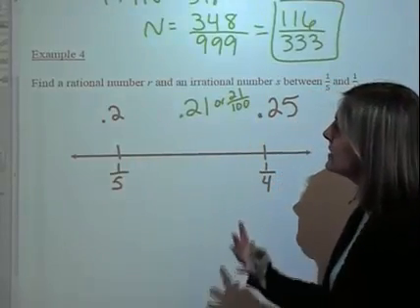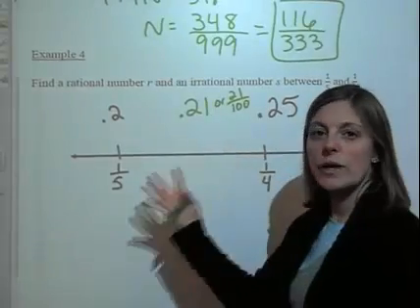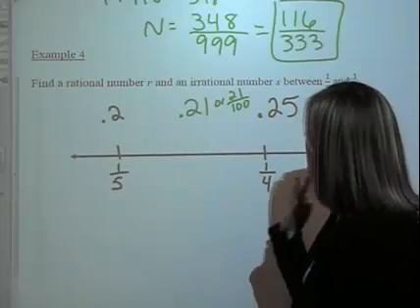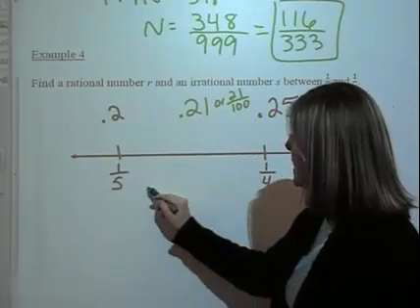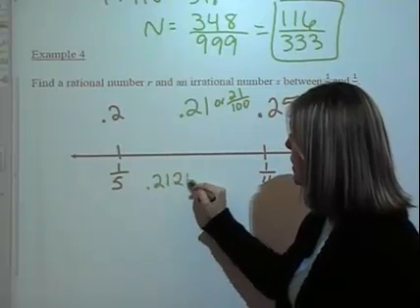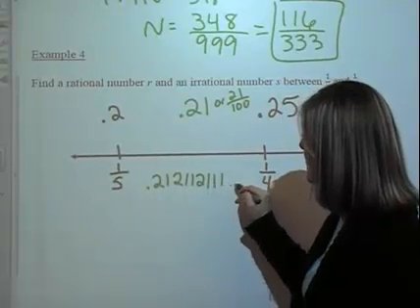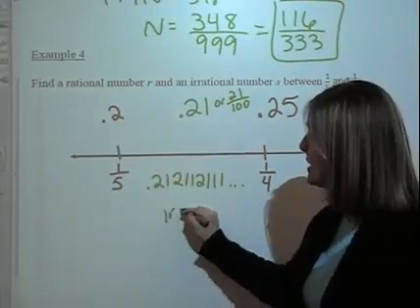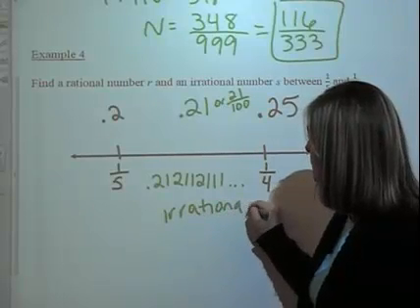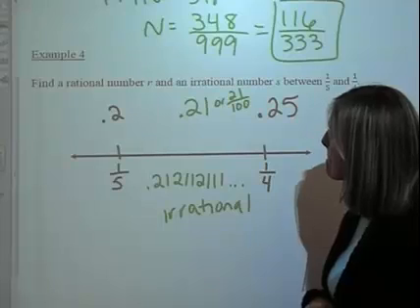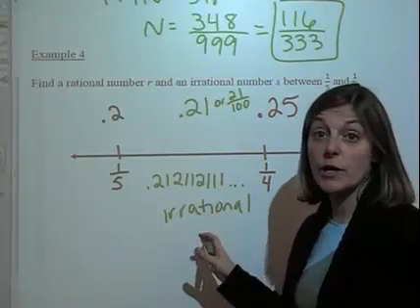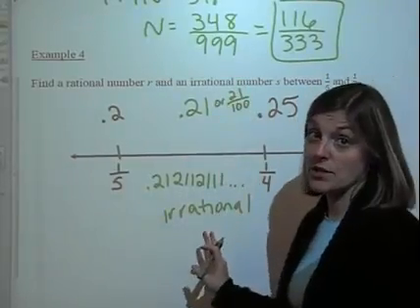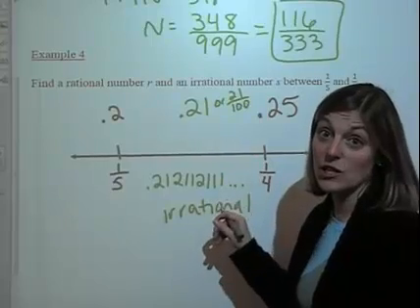Okay? Now let's think about what else would be in between 0.2 and 0.25, or 1/5 and 1/4. You could say 0.21, 211, 2111, and so on. If that continues, that's a pattern, but it's not repeating. So that's irrational. And there are lots of different numbers that you could put in here that would be rational or irrational. These are just an example of each that you could use.